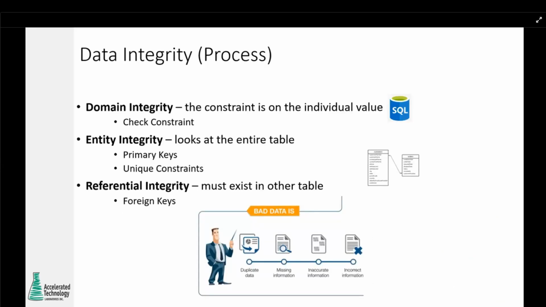Now, if we take a closer look at the process, it refers to domain integrity, where the constraint is on the individual value in the SQL database, so check constraints. Entity integrity, looking at the entire table with primary keys and unique constraints. Referential integrity, where the data must exist in another table, so you have foreign keys. And the whole goal is to avoid bad data, which is data that's duplicated, missing, inaccurate, or incorrect.